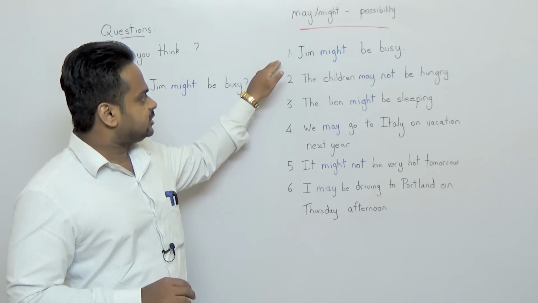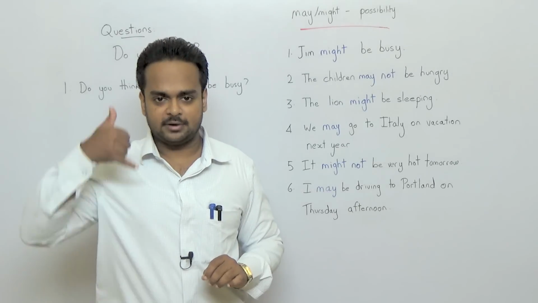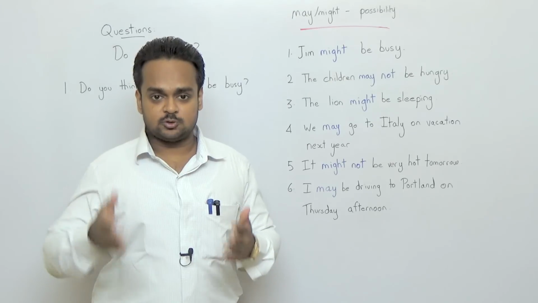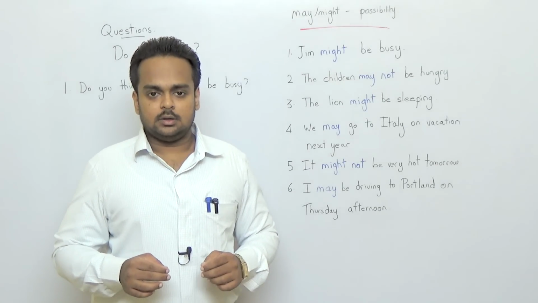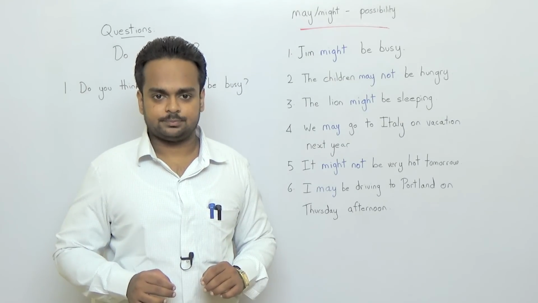The first one is Jim might be busy. So imagine I'm trying to call my friend Jim and the phone rings. It keeps ringing, but nobody answers the phone. And I think Jim might be busy. Maybe that's why he's not answering the phone.